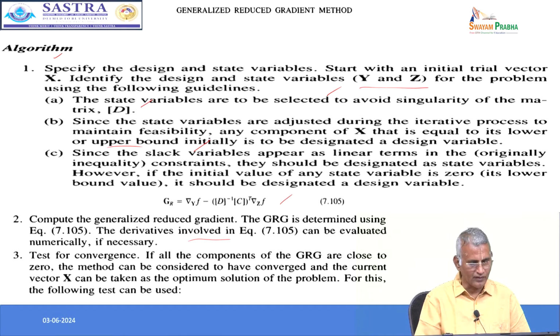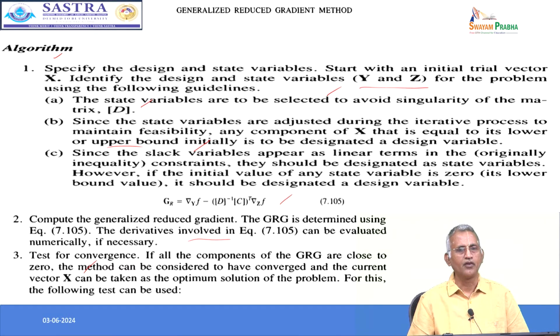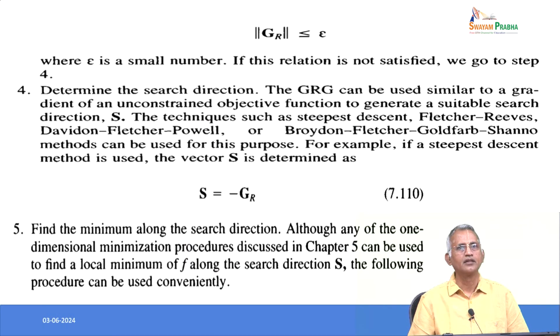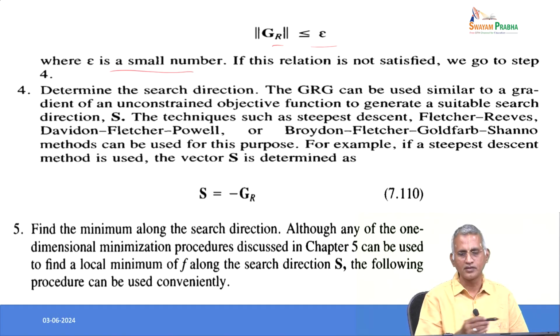Next, test for convergence. If all components of the GRG are close to 0, the method can be considered to have converged and the current vector x can be taken as the optimum solution of the problem. For this, the following test can be used: norm of G_R is less than or equal to epsilon, where epsilon is a small number. If this relation is not satisfied, then we go to step 4, determine the search direction.